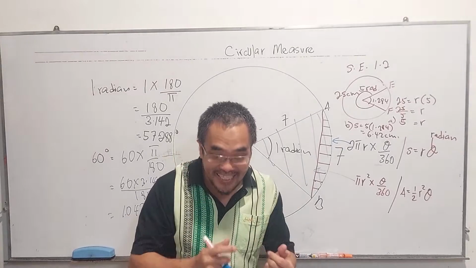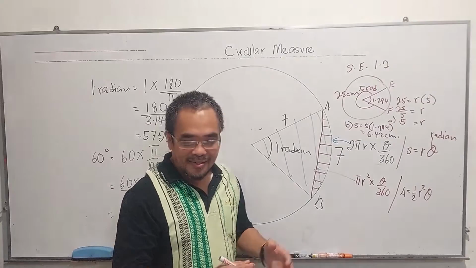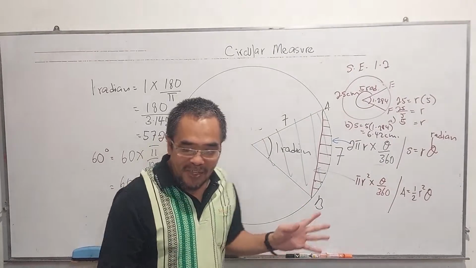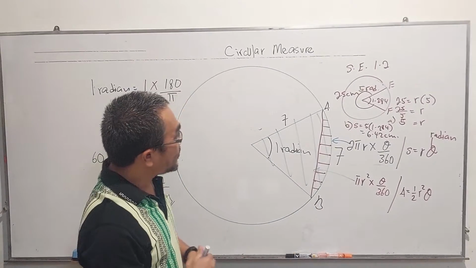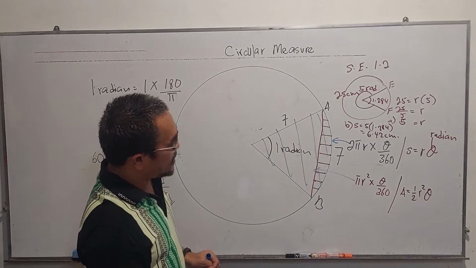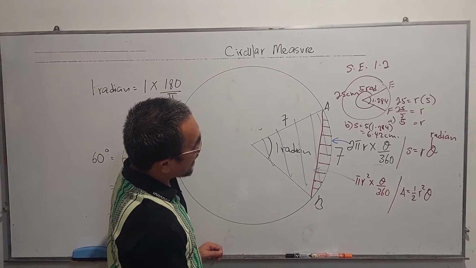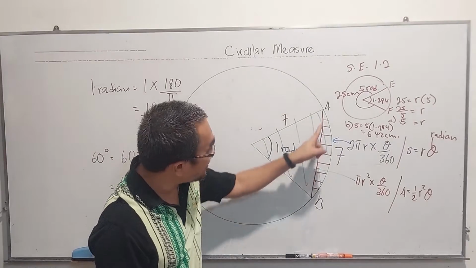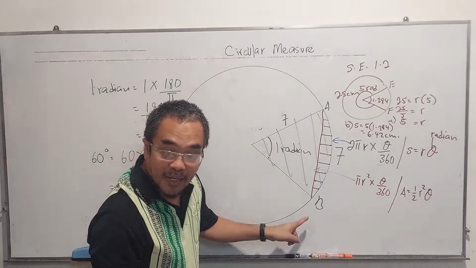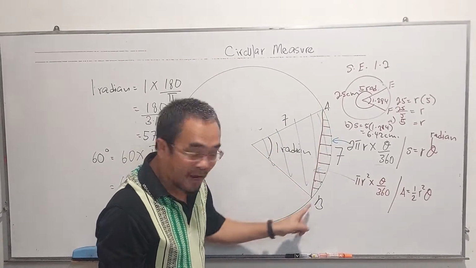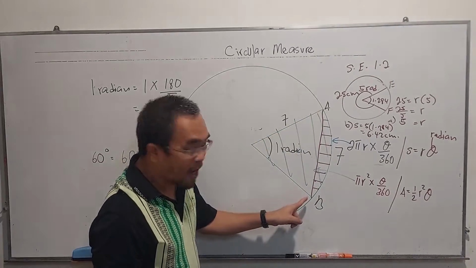This chapter is very easy, but they will make it complicated by giving you maybe trigonometry, where you have to use sin, tan, cos. For example, you are given a shaded region and they want the perimeter. So you need to know the length of the straight line AB and the length of arc AB. So how to find the straight line AB?